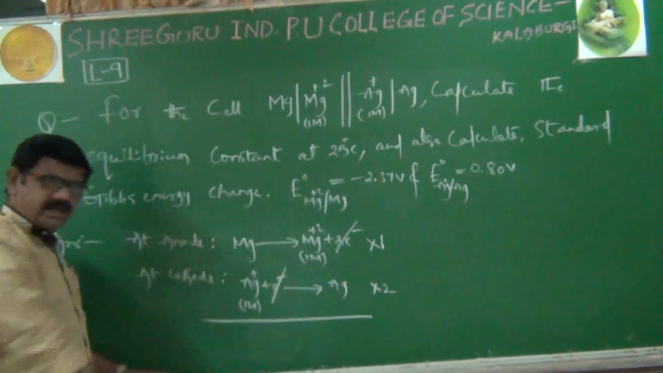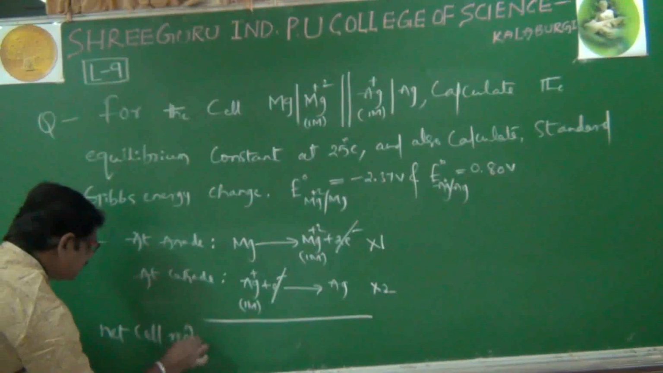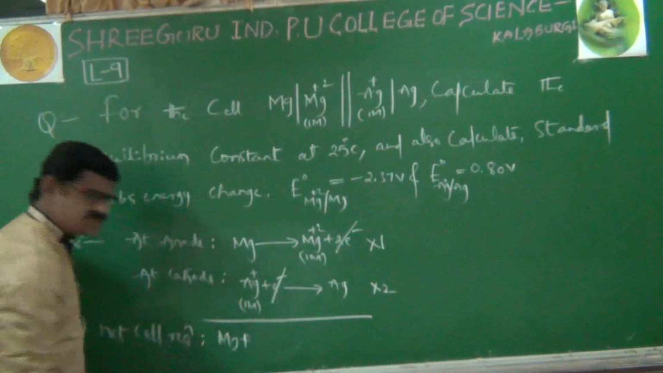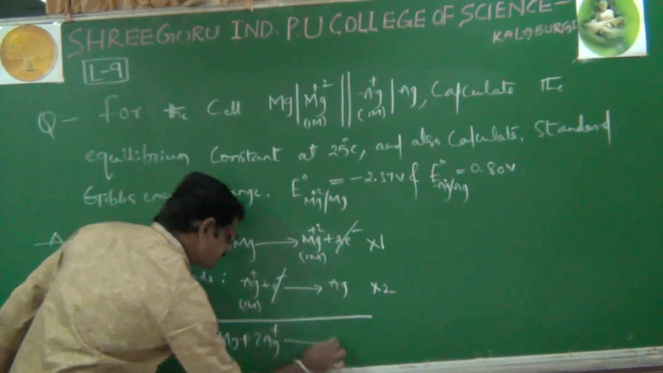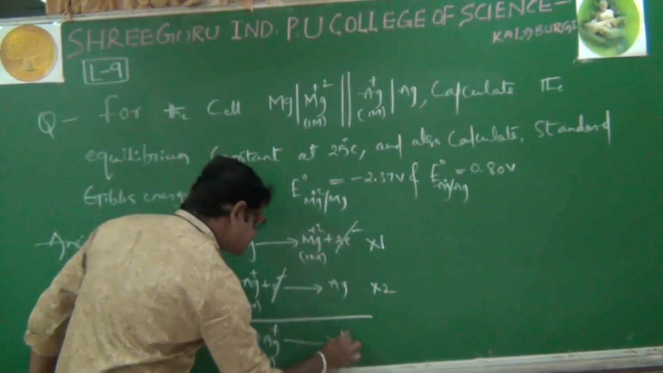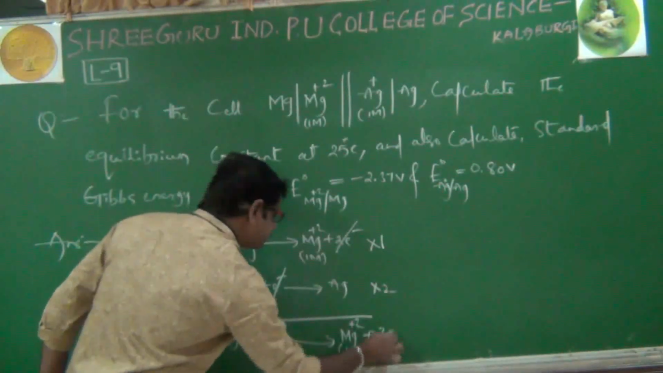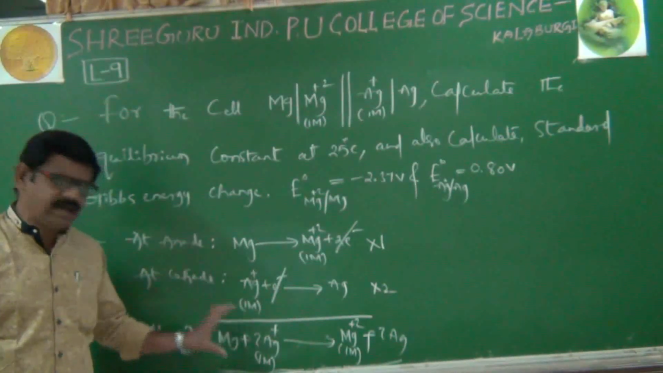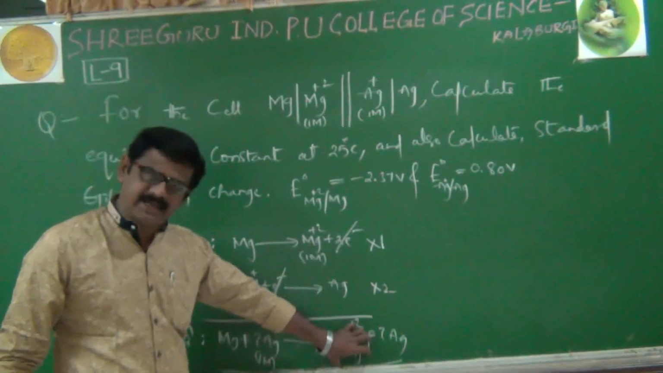Now we will write the overall cell reaction, nothing but the net cell reaction. Very simple. 1 into Mg plus 2 into Ag plus, whose concentration is 1 molar, gives 1 into Mg plus 2, whose concentration is 1 molar, plus 2 into Ag. This is the net cell reaction, nothing but the overall cell reaction. Both reactants are written in one place and both products in one place.